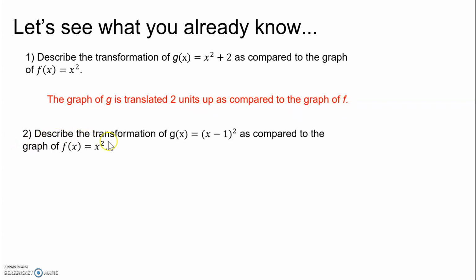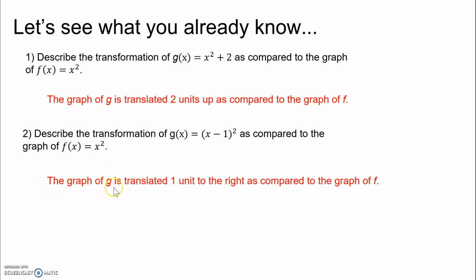Second, describe the transformation of g of x equals the quantity x minus 1, squared, as compared to the graph of f of x equals x squared. So the graph of g is translated 1 unit to the right as compared to the graph of f.